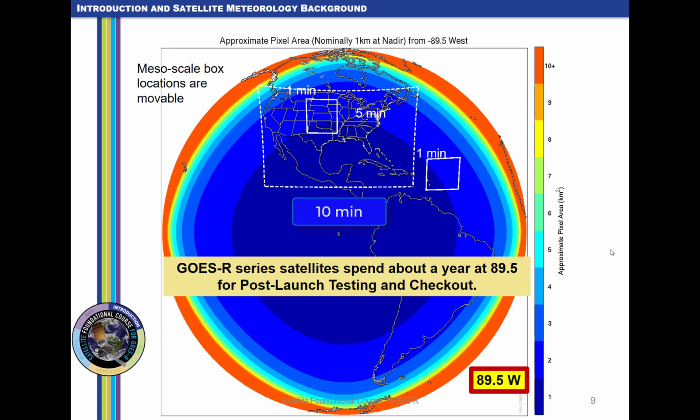This is the same figure for GOES-R in the central GOES test location with the CONUS sector indicated and 2 mesoscale image sectors shown. All GOES-R satellites start at this point for 6 months of testing or more before they are moved to the east or west location.